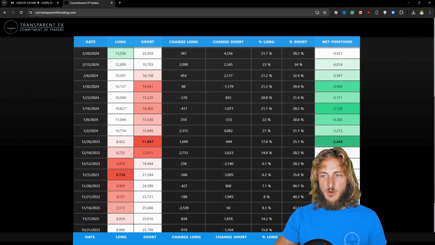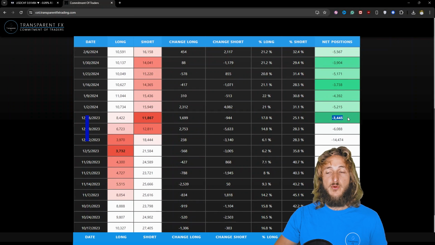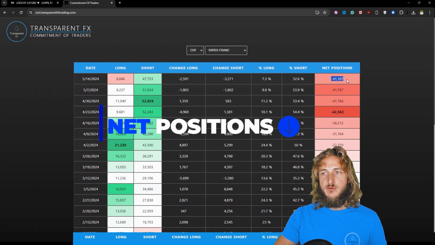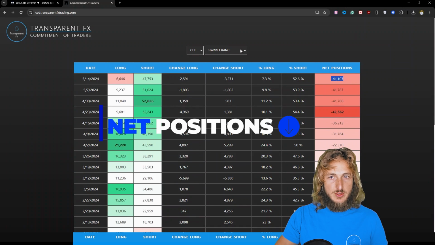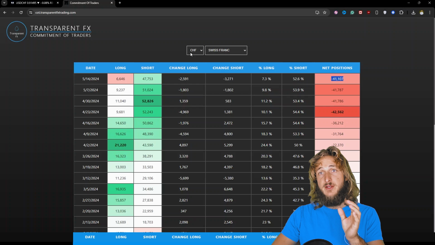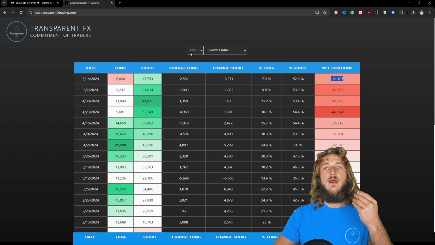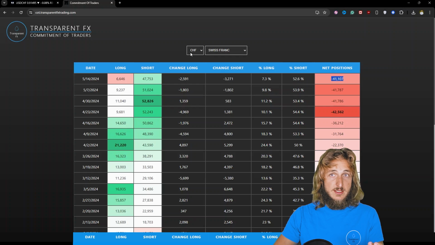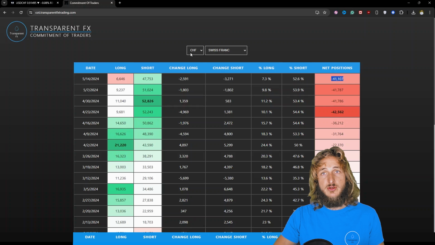So if we're looking at the data for the CHF, which is CHF USD, what we can notice is that in the long run, we went from having minus 3.4k net positions all the way down to minus 41.1k net positions, meaning that in the long run, institutions have been moving to the bearish side of the CHF, meaning to the bullish side of USDCHF, because since every currency on the spot is traded against the USD, if institutions are shorting the CHF, they're actually longing USDCHF.